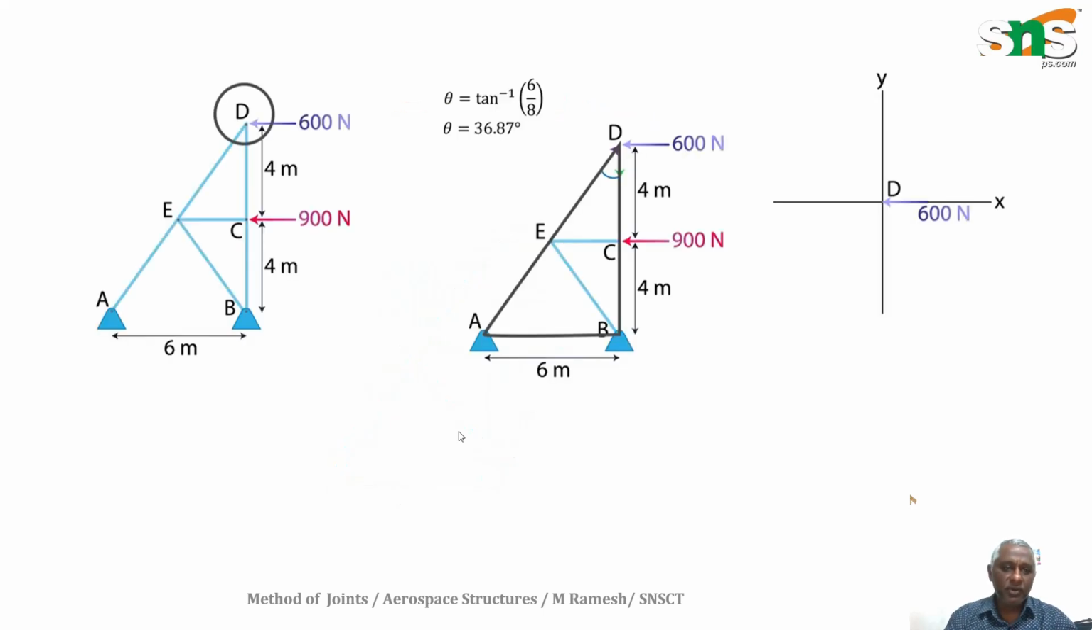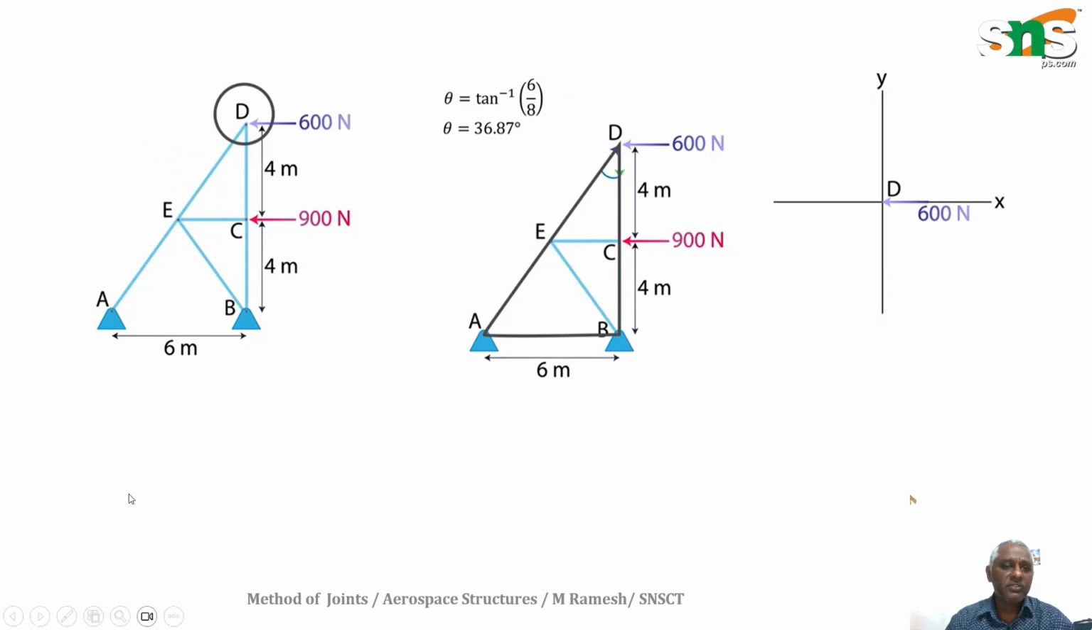So now we are going to take joint D. Here we have DE and DC. Two members are available, and the 600 Newton is the external loading. So only two unknowns. So how can we draw the free body diagram? I will show you. Initially we have, directly at point D, 600 Newton towards the left, and DE and DC. DC is a purely vertical member, and DE is an inclined member. And how to find the angle of inclination?